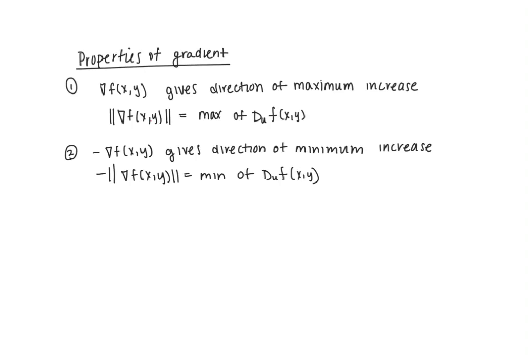The negative gradient is going to give you the direction of the minimum increase. And so if you find the negative magnitude of the gradient, then that's going to tell you the minimum rate of change. And we'll do an example where it might make a little more sense to you.